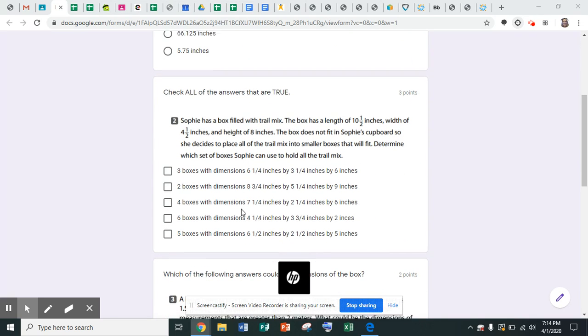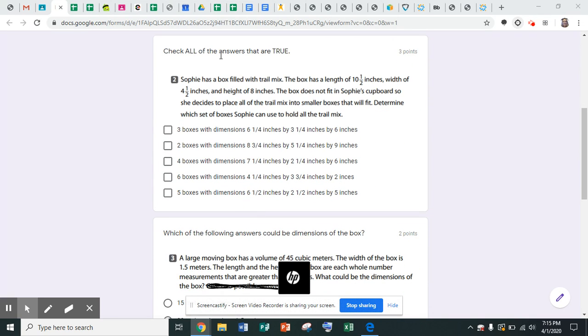Number two, check all of the answers that are true. Sophie has a box filled with trail mix. The box has a length of 10 and a half inches, width of 4.5 inches, and height of 8 inches. The box does not fit in Sophie's cupboard, so she decides to place all of the trail mix into smaller boxes that will fit. Determine which set of boxes Sophie can use to hold all the trail mix.